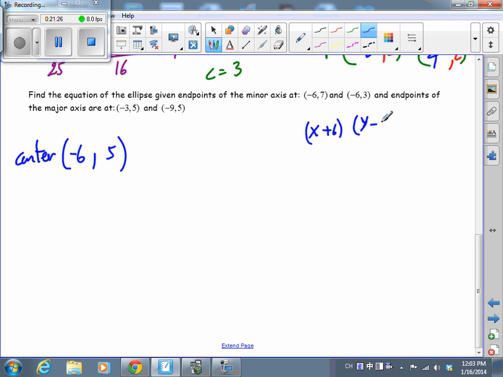(y minus 5) squared. Guys, when they give you the major and the minor, the coordinate is whatever is not changing. -6 is not changing. 5 is not changing. So for the center, did you see that? If you have both, just pick what's not changing and keep it as your center. The center, you just add both and then divide by 2. All right, equals 1. Now, since I have the center, let's talk about the distance.